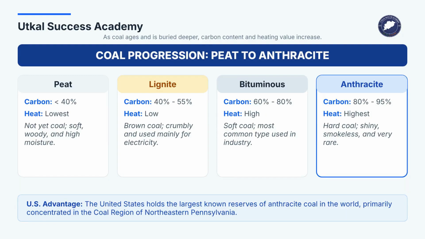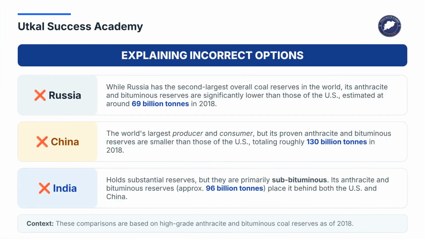The United States holds more high-grade coal reserves than Russia, China, and India. Russia is second in overall reserves, but its high-grade coal is lower. China is the world's largest consumer, but has smaller reserves of high-grade coal. India's reserves are mostly subbituminous.